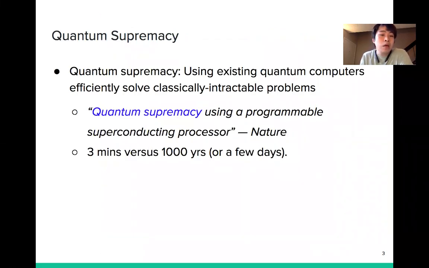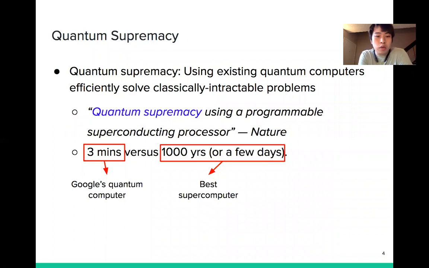What is quantum supremacy? Quantum supremacy means that you can use existing quantum computers to efficiently solve classically intractable problems. In this paper, "Quantum supremacy using a programmable superconducting processor" by Google, they show that Google's quantum computer can solve some problem in 3 minutes, but the best supercomputer they have requires 1,000 years to solve the same problem. But some follow-up papers show that actually the same problem can be solved by a classical computer probably in just a few days. But 3 minutes versus a few days is still a big advantage.